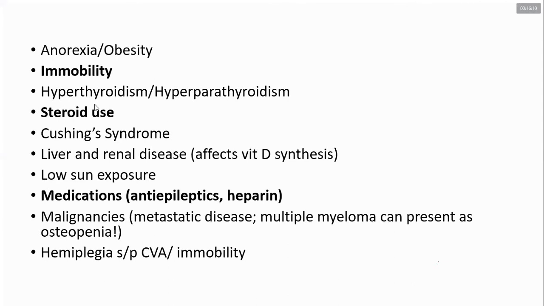Some metabolic conditions such as hyperthyroidism, hyperparathyroidism, cause bone resorption, which actually leads to osteoporosis. So just remember that all the metabolic conditions which cause bone breakdown are responsible for osteoporosis. Okay, so concomitant steroid use, let's say even for RA, the patients who are taking steroids for either RA or bronchial asthma or anything, are also prone to develop osteoporosis. Cushing syndrome, liver and renal diseases, because they impair vitamin D synthesis.